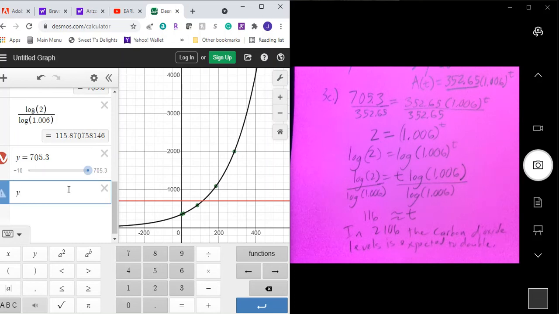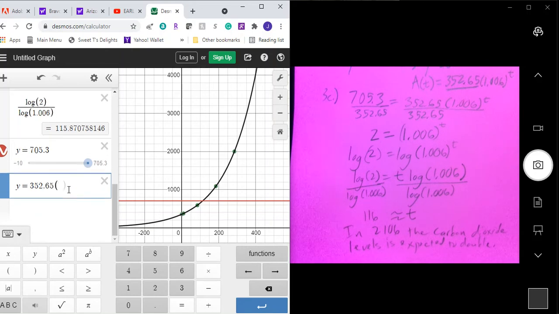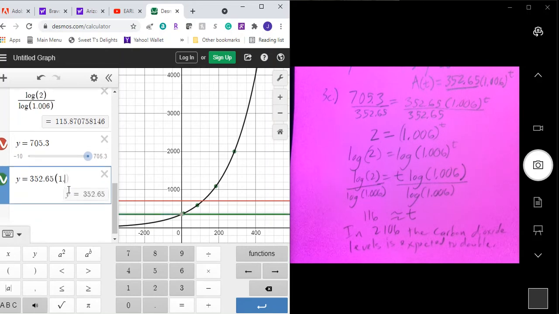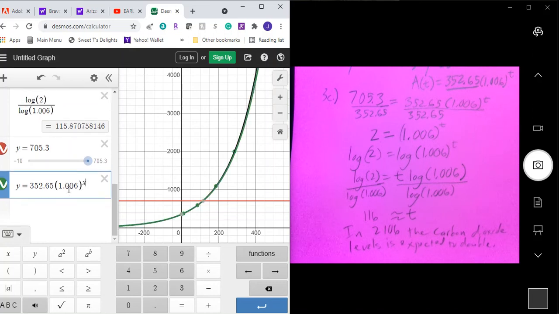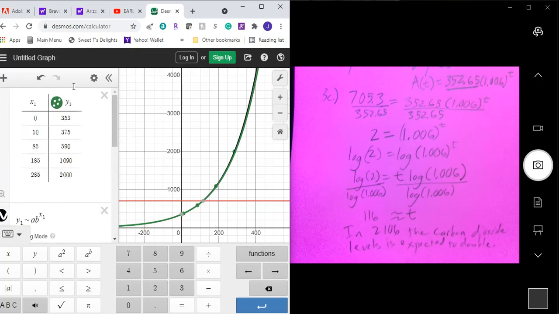So you'll do y is equal to 352.65, and then you would do the parenthesis 1.006, and you would take it to the x power. Now, the reason why we had to type this equation in is because when we're up here using this graph, this is the graph that has been graphed originally.